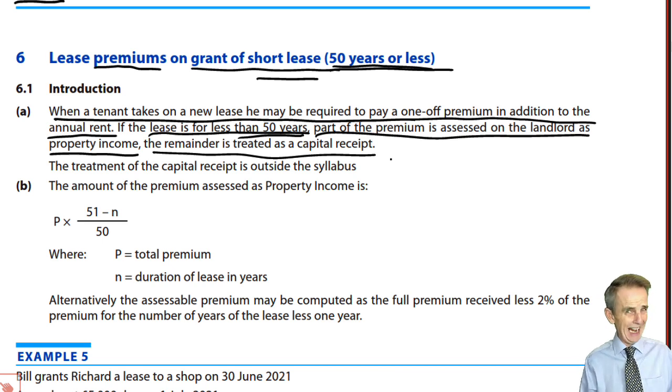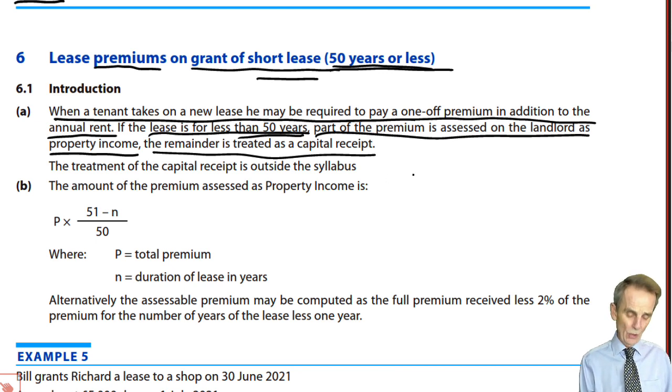So as you might guess, the full amount of premium received is going to go through the taxation system. In our syllabus, we're only interested in the bit that is treated as income and therefore goes into your income tax computation. The capital gains component is not a part of our syllabus. But understand that both components, the income and the capital element, are dealt with within the taxation system.